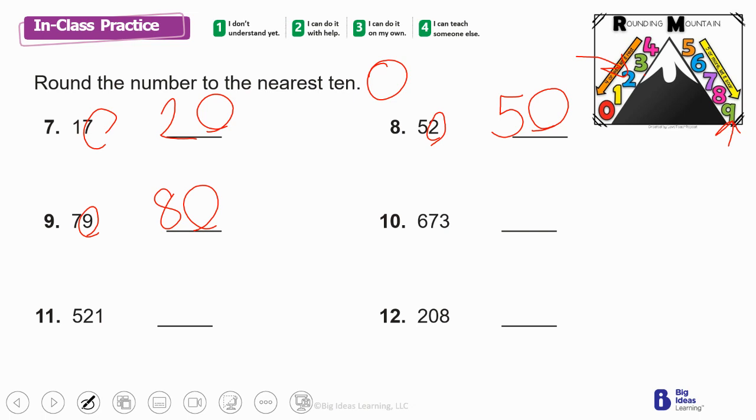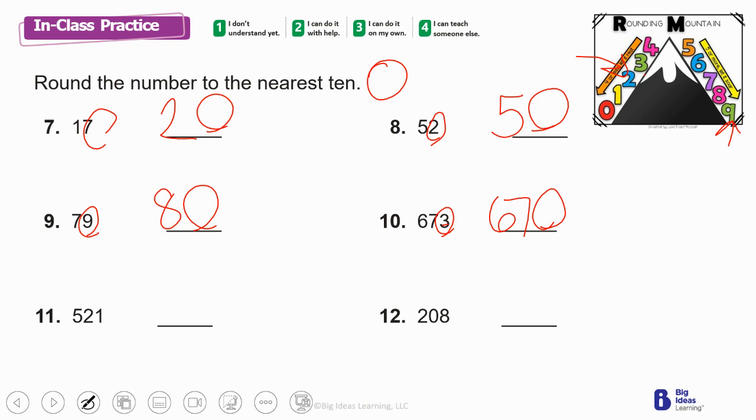673 rounded to the nearest 10. That 3 is going to tell that 7 to rest. The 6 is going to stay the same. I don't need to mess with that. So 6, 7, and then I'm going to end with a 0. So 670 is what 673 is rounded to the nearest 10.